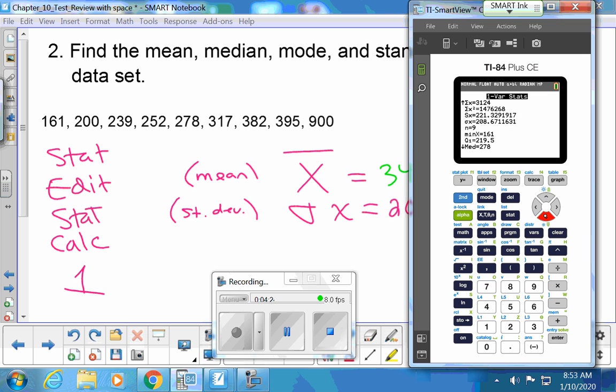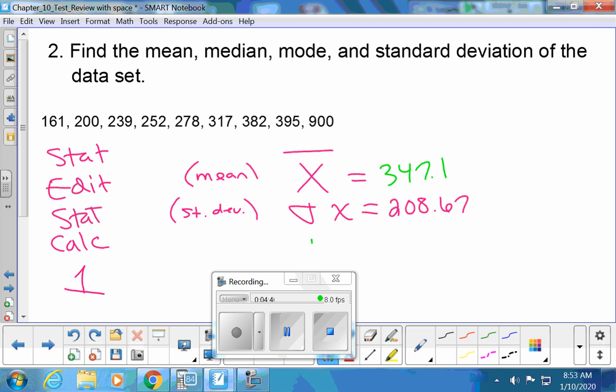I'll pause the video. They actually give you Q1 and Q3. Isn't that awesome? Oh, and they do give you the median. This is such a good day. So my Q1 is my first quartile, my lower quartile. They're not asking for it on the question, but it's right there, Q1. Median is 278.